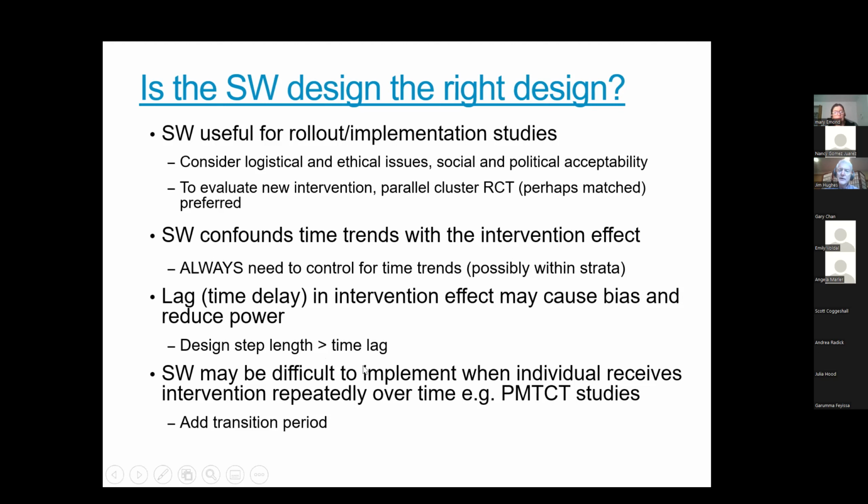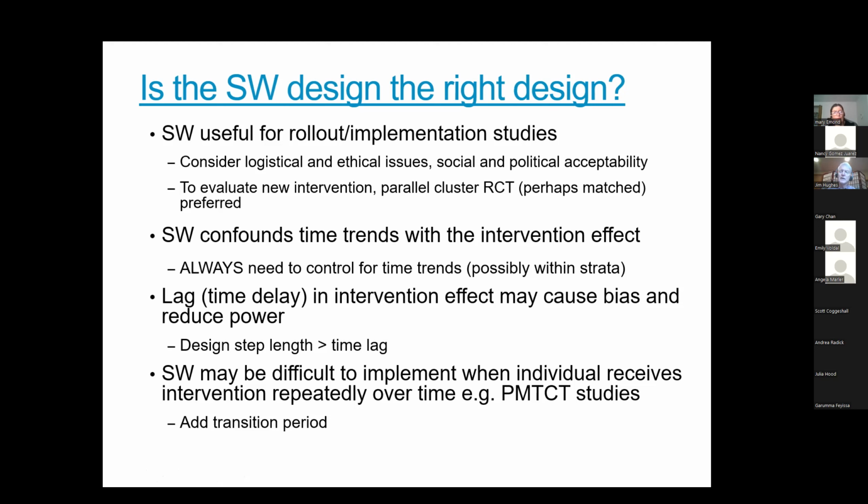Step wedge can be difficult to implement when the individual receives the intervention repeatedly over time. One example that I've run into a lot is prevention of mother-to-child transmission of HIV. So a mother will be enrolled during pregnancy and receive some intervention during pregnancy, and the outcome is the infant being born HIV uninfected. And so in that case, what happens when a clinic transitions from the control to the intervention in the middle of a woman's pregnancy?